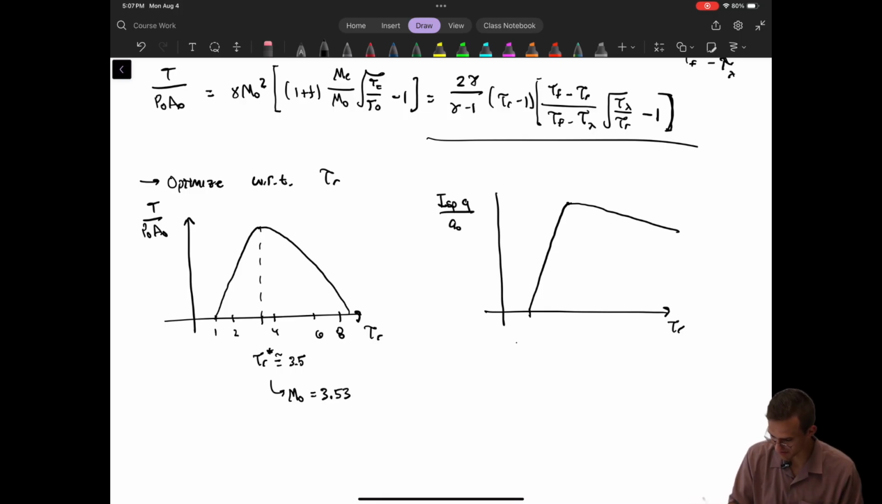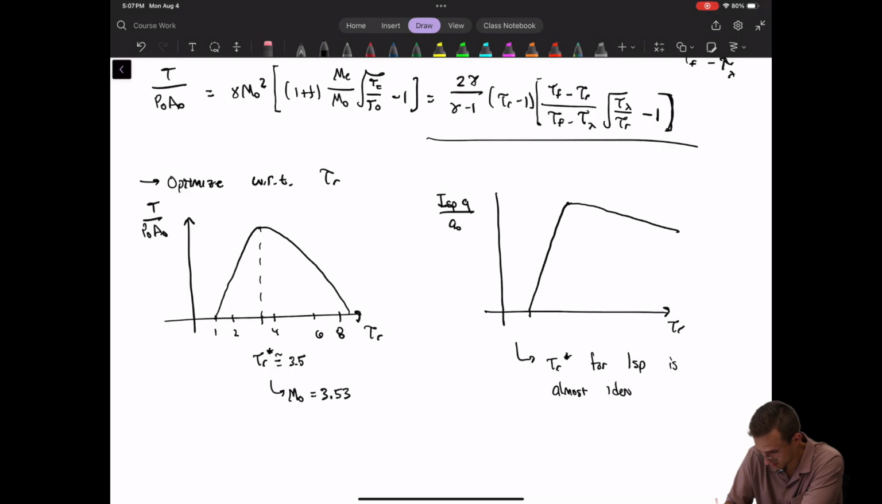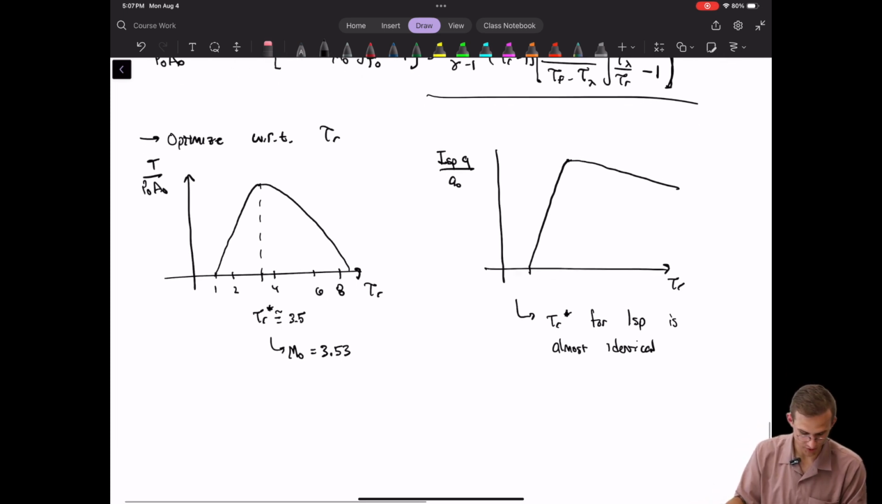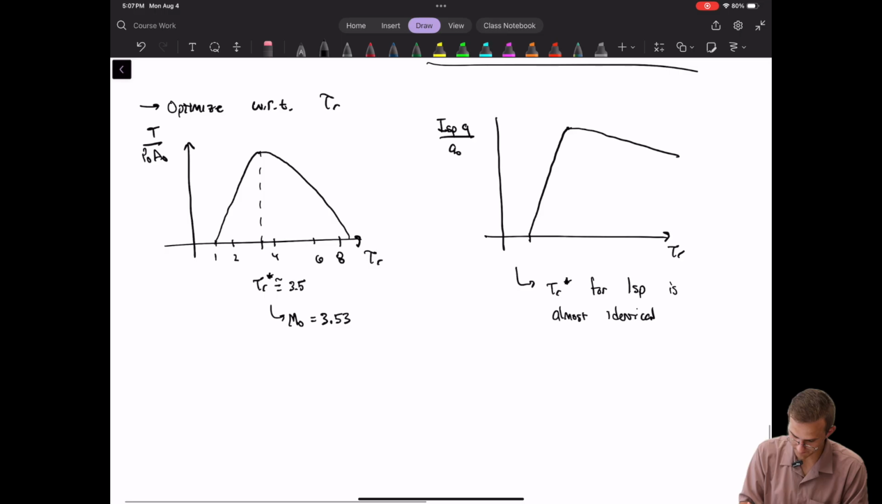The tau r star that you get for the ISP, for the specific impulse, is about the same. Tau r star for ISP is almost identical. So that's nice, whether you're optimizing for, let's say, fuel efficiency or overall thrust. But what if we want to push to higher Mach numbers? And this will be the last note that we leave on here.